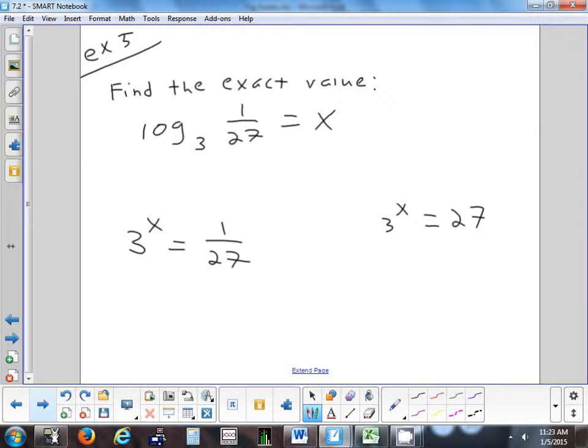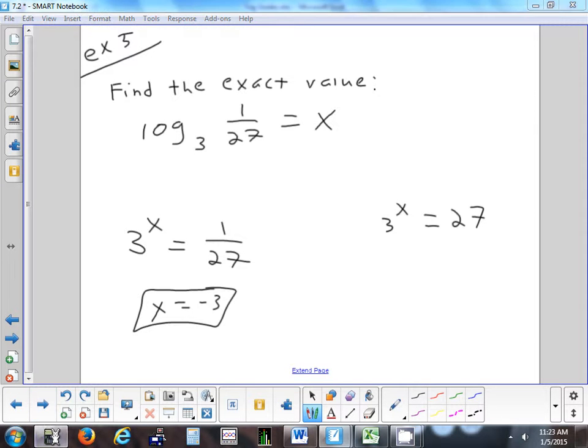So in this case, 3 to the third gives me 27. 3 to the, what do you think the exponent should be? Negative 3. If you make the exponent a negative, that causes it to flip. And it's not a 27, it's a 1 over 27.